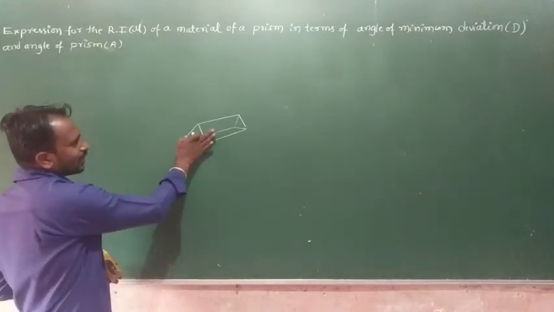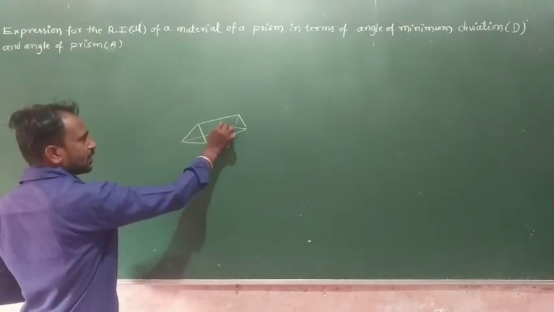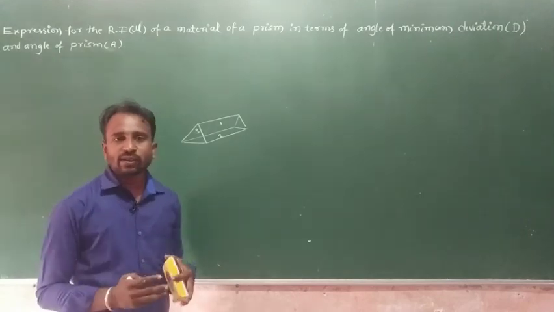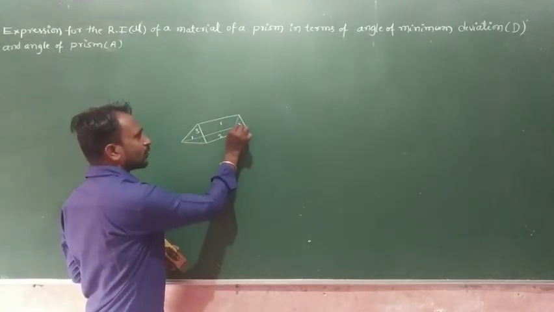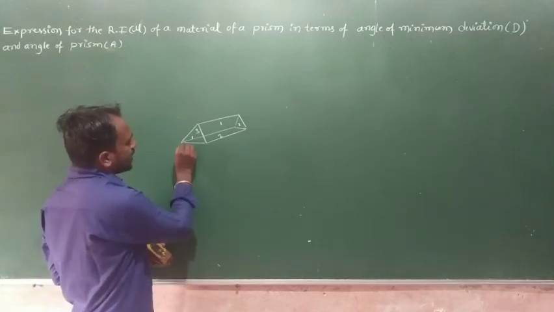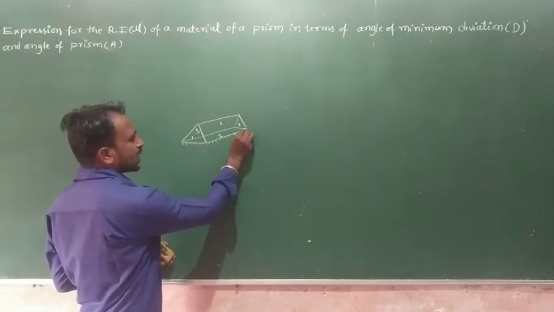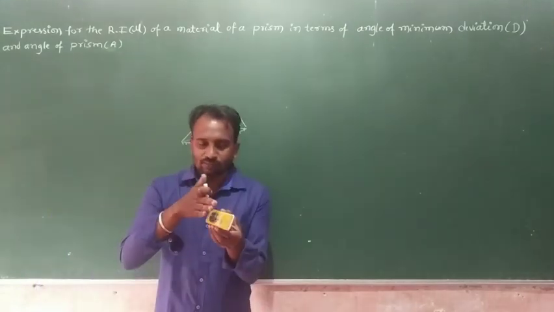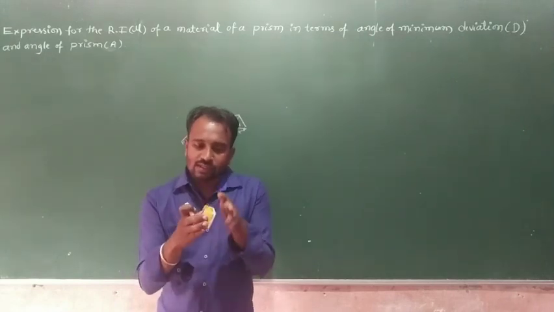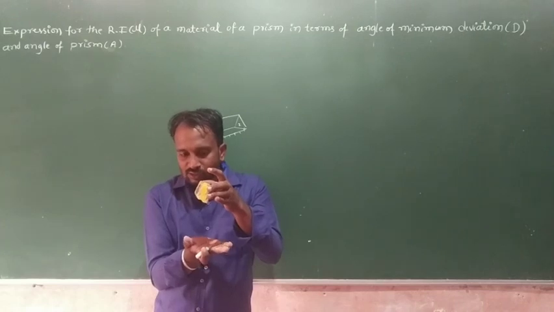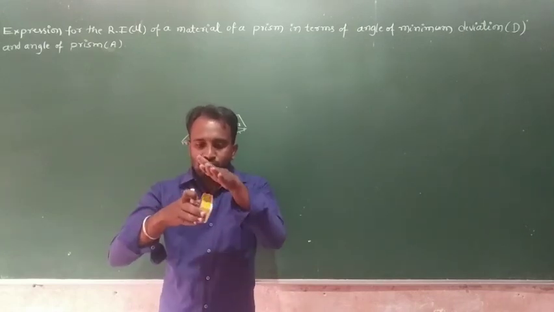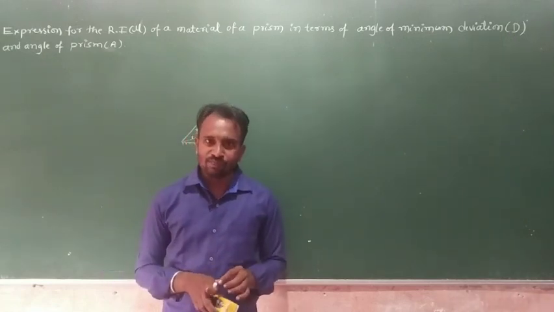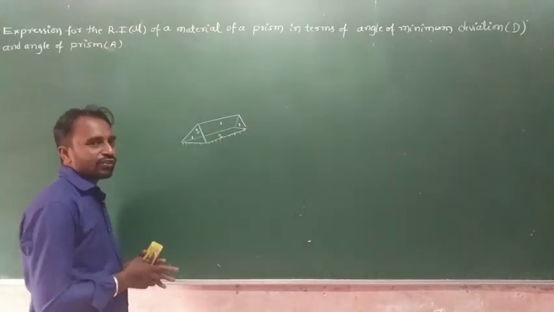Here we consider a total of three rectangular surfaces: this one is one, this is two, and on another side this one is three. So there are three rectangular surfaces and two triangular surfaces. One rectangular surface we consider the base of the prism, and the other two we consider refracting surfaces. It has a particular refractive index.